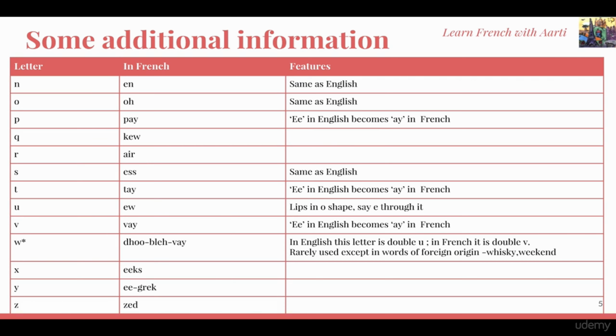U becomes U. We form this sound by saying O first. So the lips are in O shape, and then we say E through it. U.